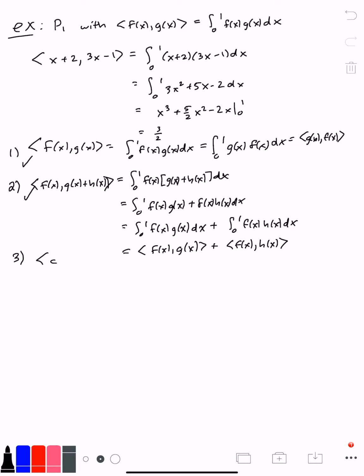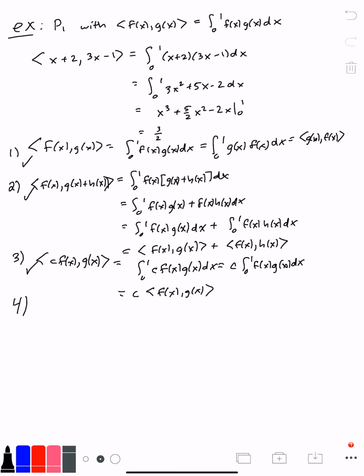Now condition 3 is when we have a constant here. And we're going to turn this into an integral now. Integral from 0 to 1 of c f of x, g of x. And we know with integrals, you can always pull out constants. One of those things you learned in calc class. And we get c times the inner product of f of x with g of x. So you're able to pull out c from the function. So again, all these are just showing that the properties hold, that this is actually going to be an inner product. There's one more to do, and that is property 4.